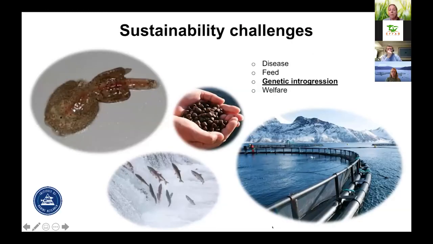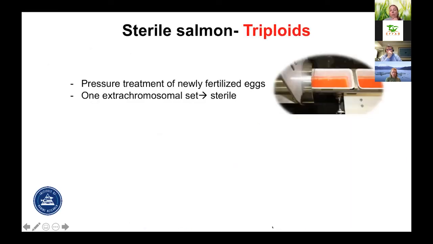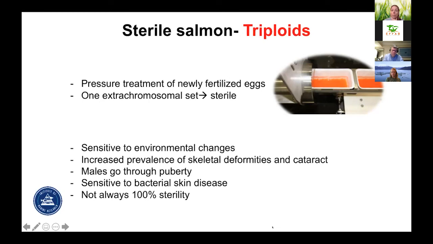And why we've been doing this is because the methodology used so far for sterility in farm fish is triploids, and triploids might be useful for some species, but in salmon they are not very useful because they cause a lot of welfare problems. They get very sensitive to environmental changes. You have increased prevalence of skeletal deformities, and the males also go through puberty, so you have the welfare aspect there too. They also seem to be more sensitive to bacterial skin disease, and they're not always 100% sterile, so it's not the perfect case if you have an edited organism.